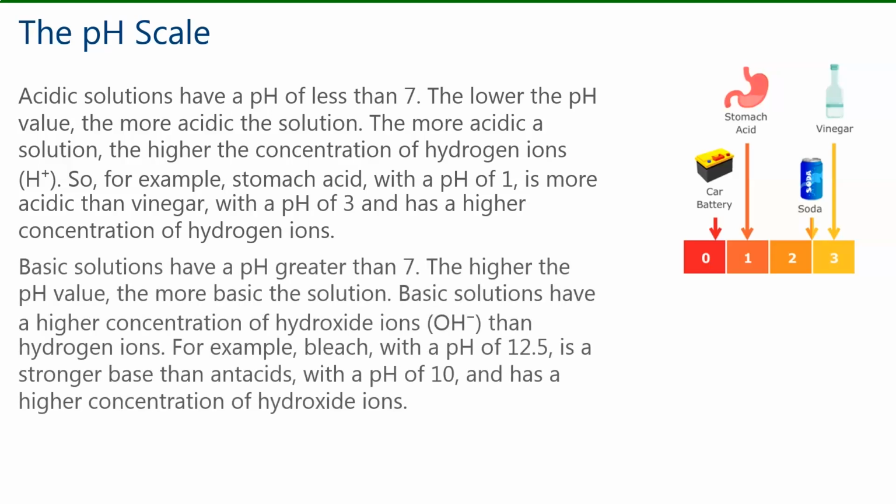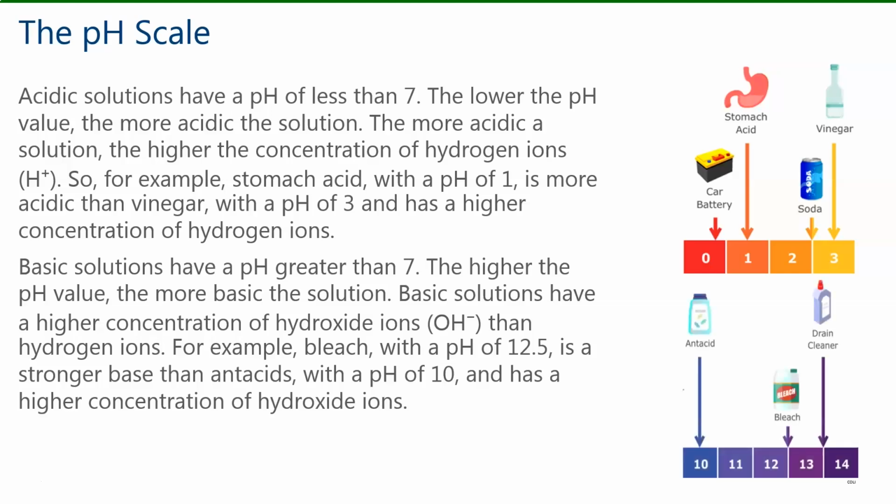Basic solutions have a pH greater than 7. The higher the pH value, the more basic the solution. Basic solutions have a higher concentration of hydroxide ions, OH negative, than hydrogen ions. For example, bleach, with a pH of 12.5, is a stronger base than a solution with a pH of 10, and it has a higher concentration of hydroxide ions.